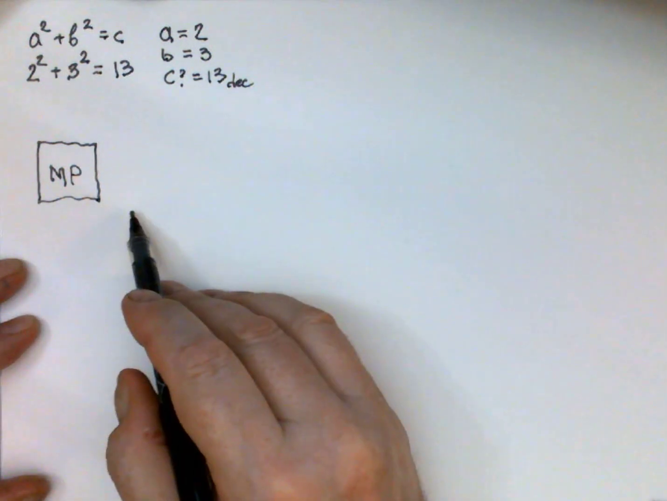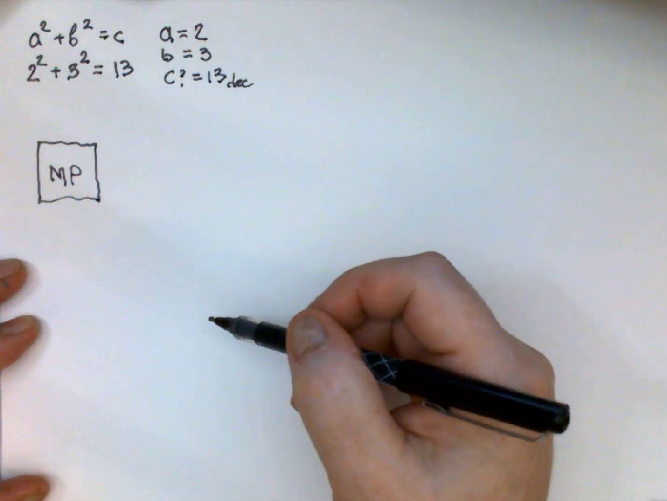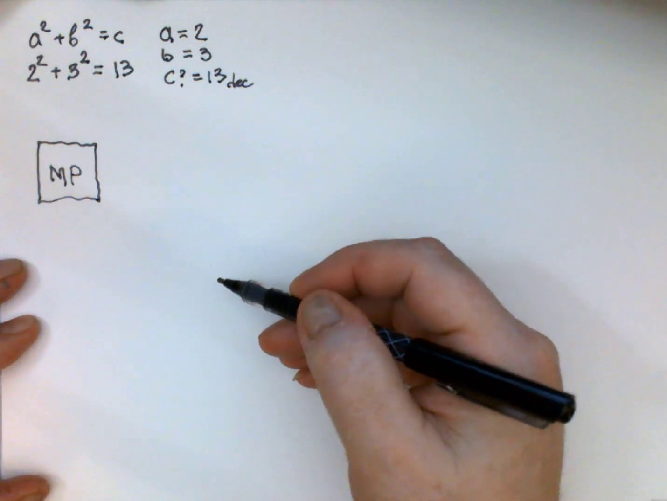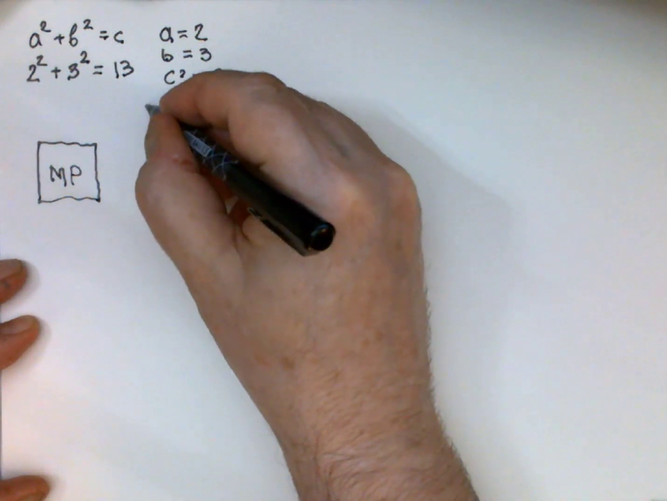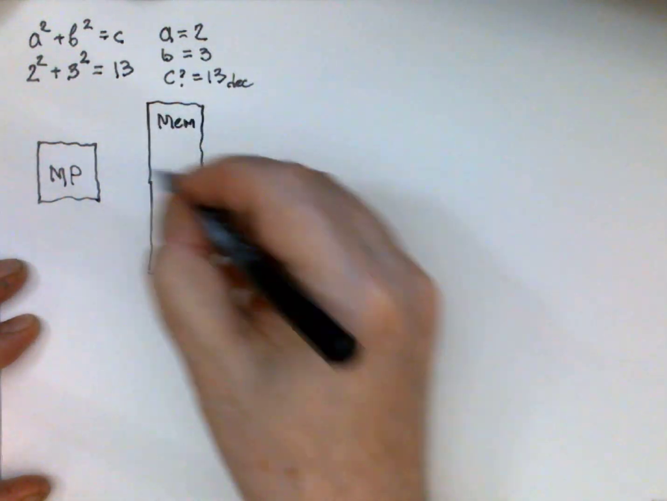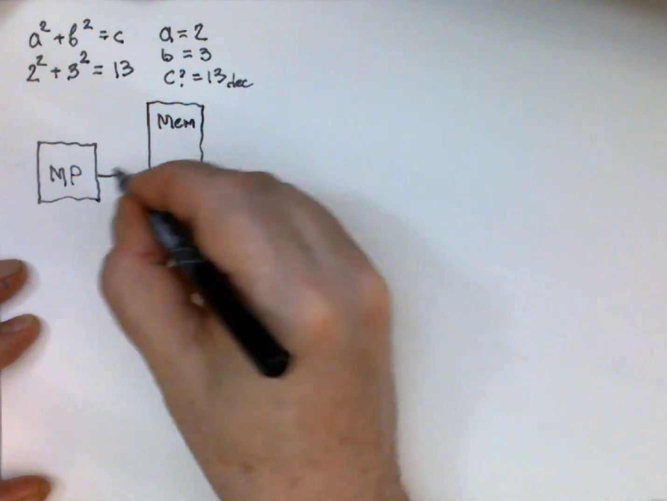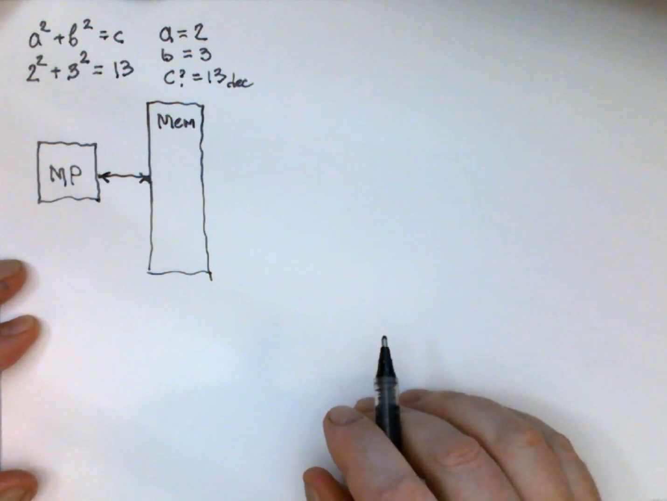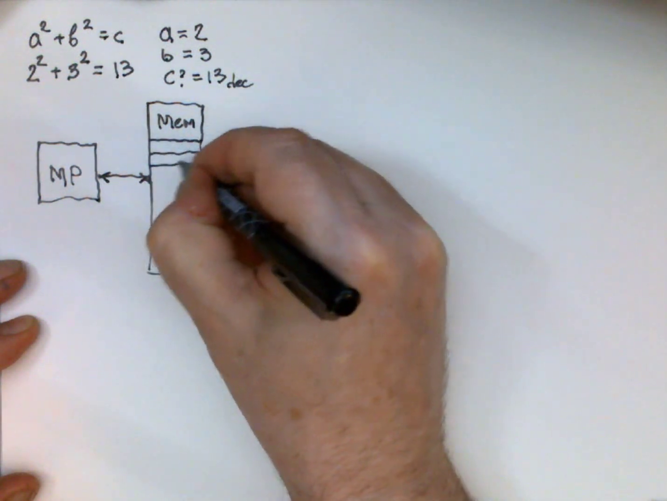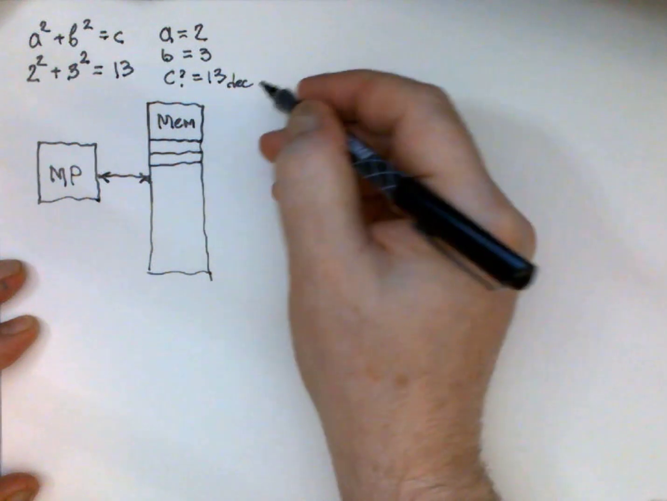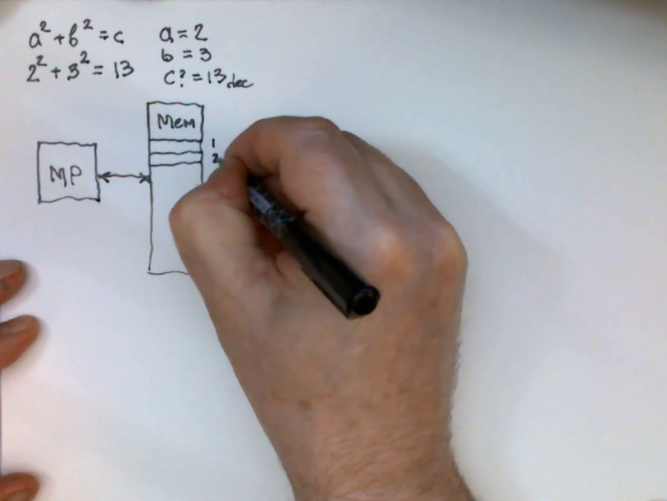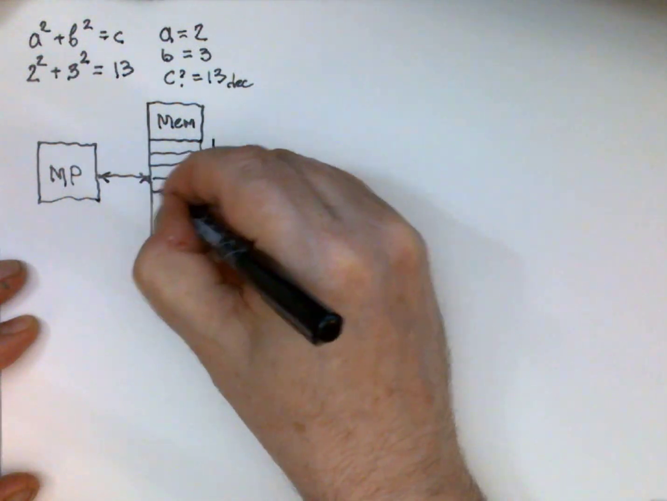Without a specific memory, like we have a white paper, this microprocessor would not be able to calculate. So we need to have a memory, and that is the same as a white paper for us. And definitely the microprocessor must have a bidirectional connection to memory. Memory structurally is a table of data, and so we need to enumerate the cells. That will be cell number 1, cell number 2, cell number 3, cell number 4, and so on.